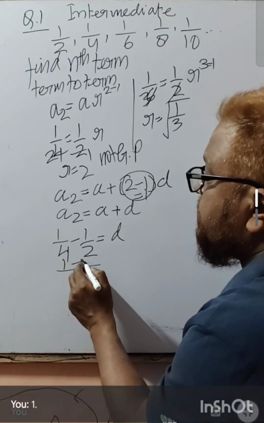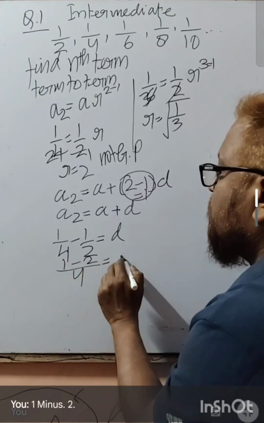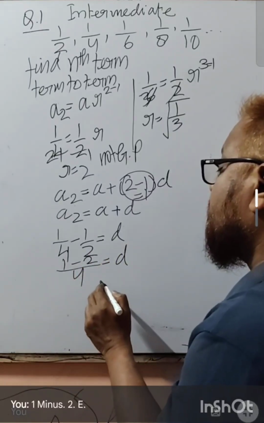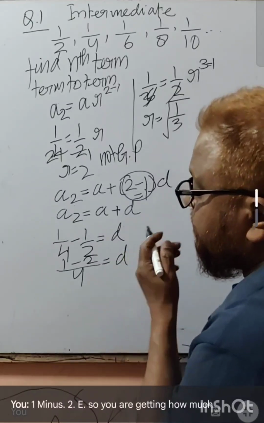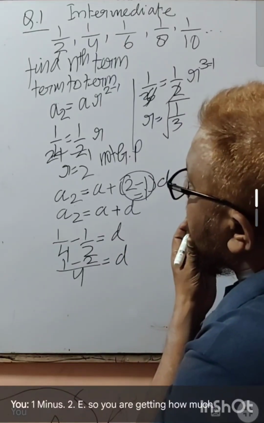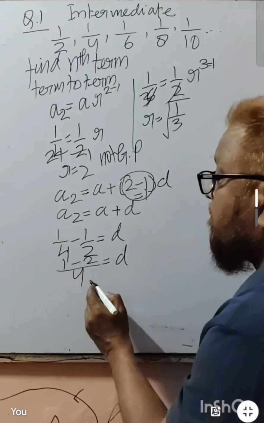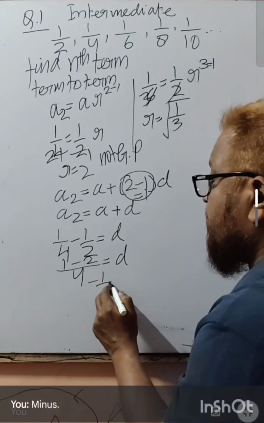One minus 2D. So you are getting how much? Minus 1 by 2D.